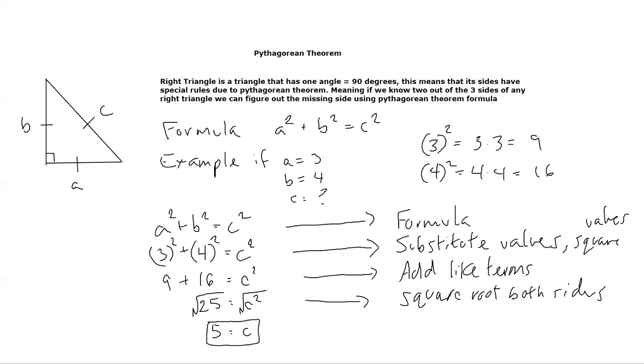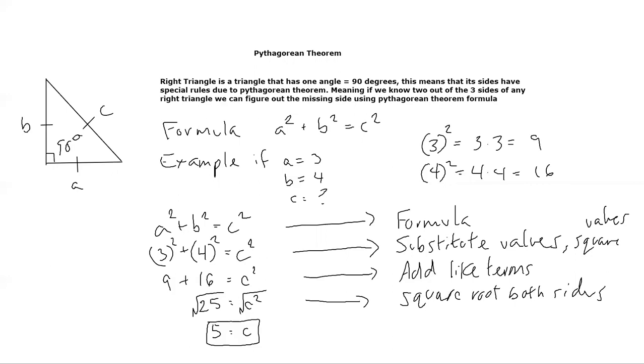If you're wondering what that is, that little square means that it's 90 degrees. So if we have at least one of those in a triangle, and it's only possible to have one of those in a triangle, then this is a right triangle, right? This means that its sides have special rules due to the Pythagorean theorem.